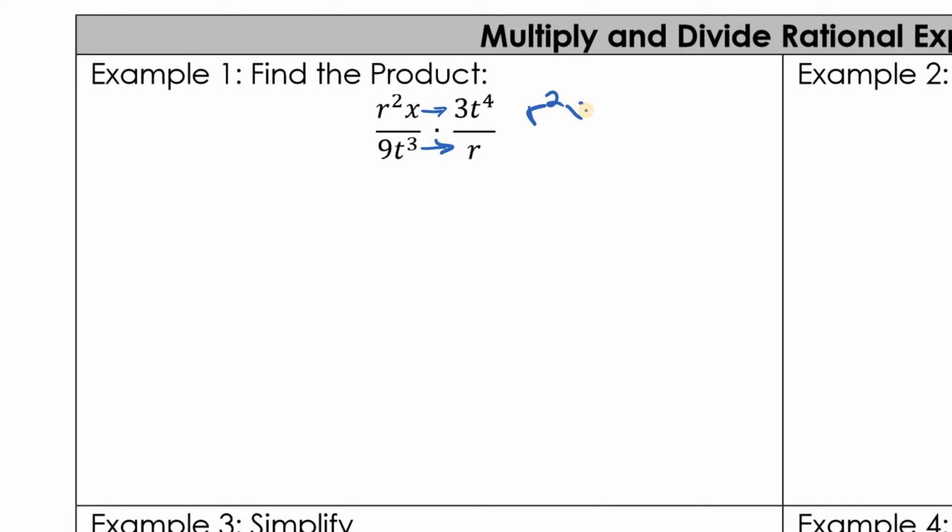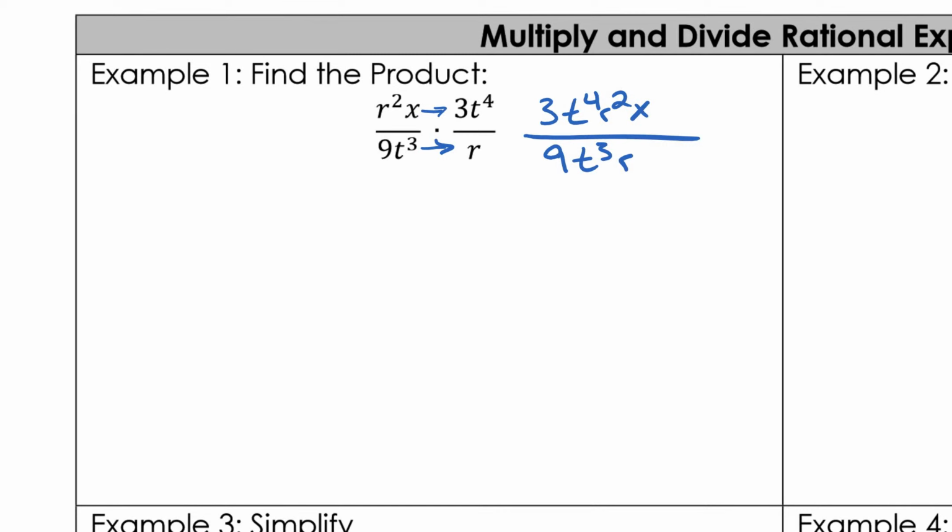r squared x 3t to the fourth. Normally we would put the 3 in front and put them in descending numerical order. So it would look something like 3t^4 r squared x over 9t to the third r.